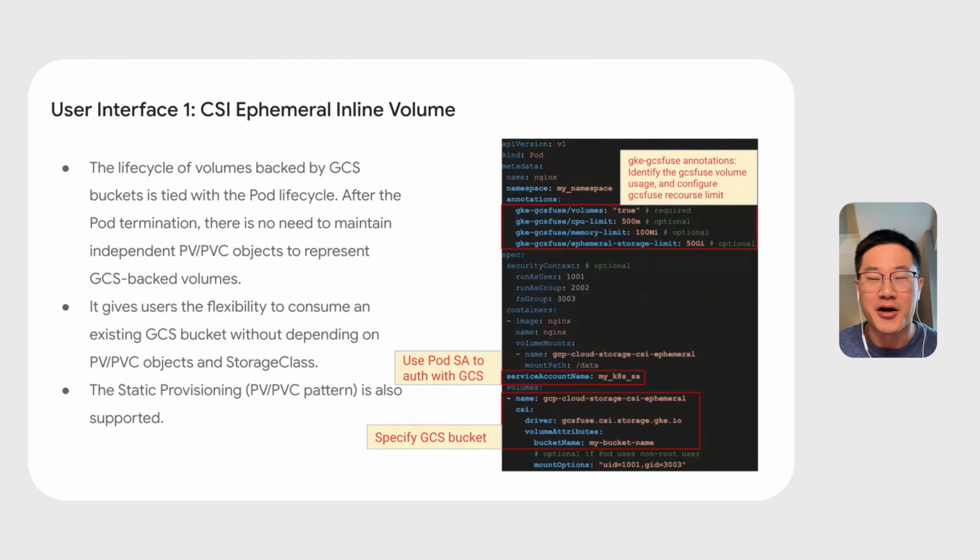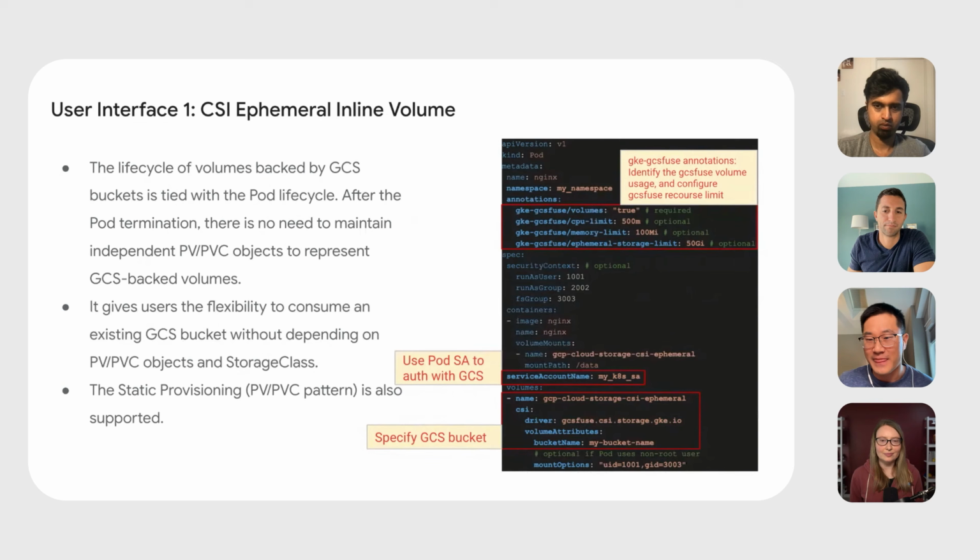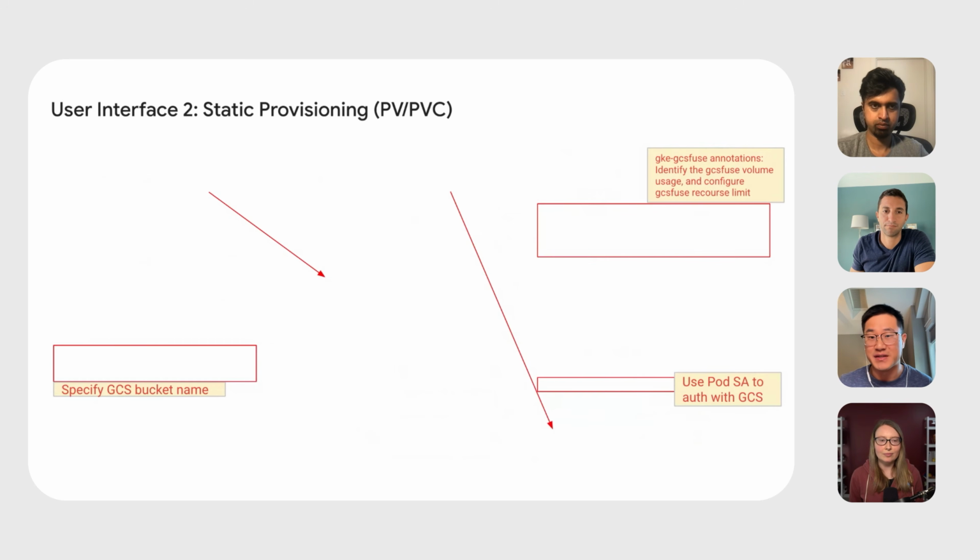On the right side, this pod YAML shows that you need to put some pod annotation to tell the webhook controller, okay, this pod consumes GCS FUSE, and you need to specify a service account. And then on the volume part, this is a real simple example showing how you can put your bucket name as a part of the inline volume. And of course, we also support static provisioning, also known as PV/PVC pattern.